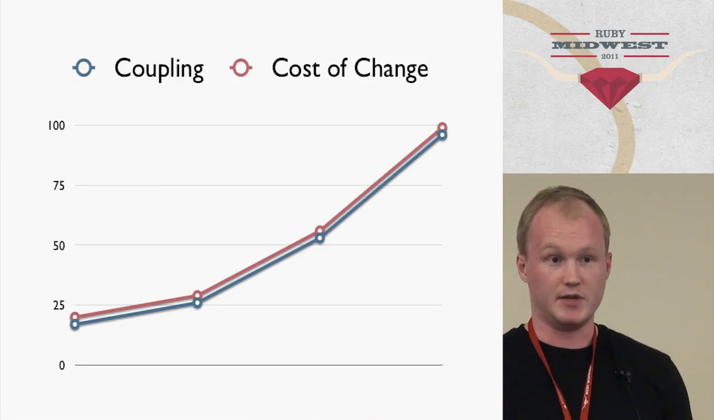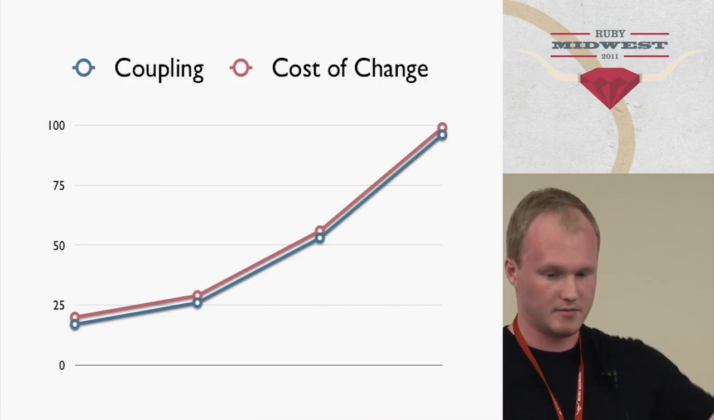So we don't want that, right? We want things to be easy to change, so we want them to be less coupled. And we have proof.